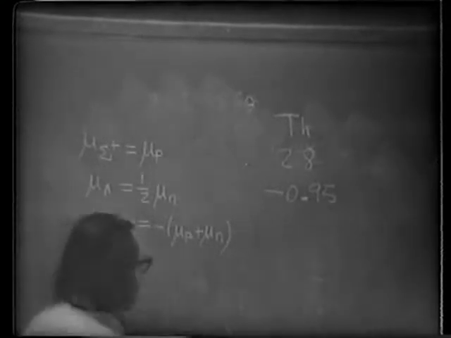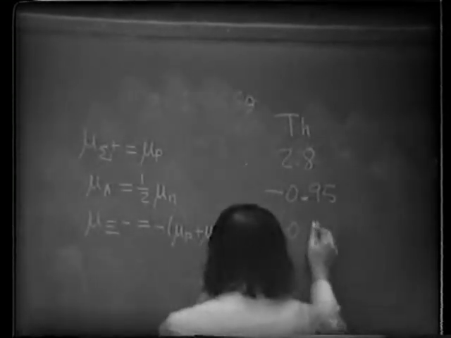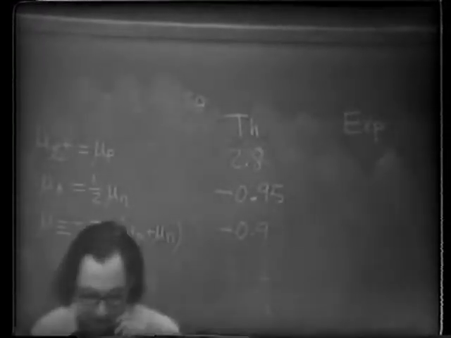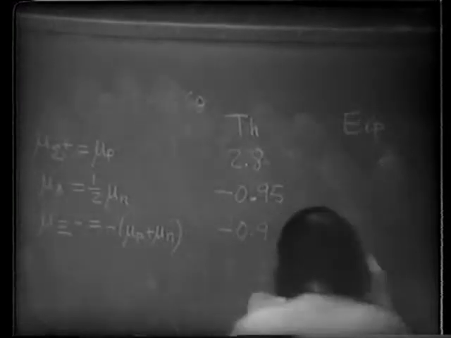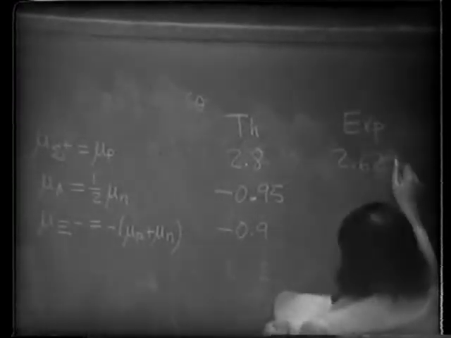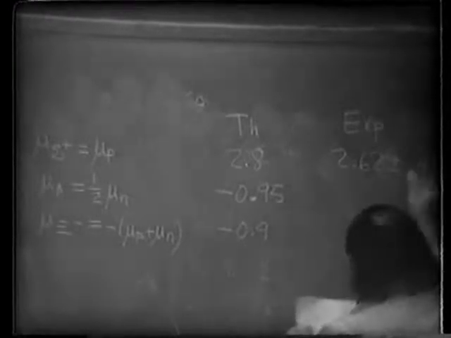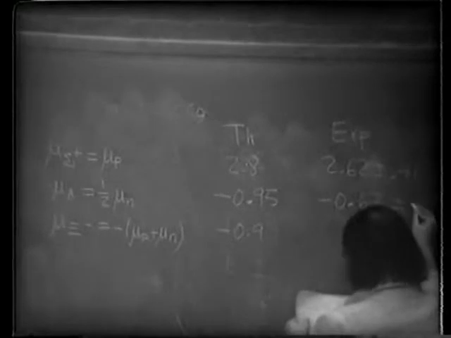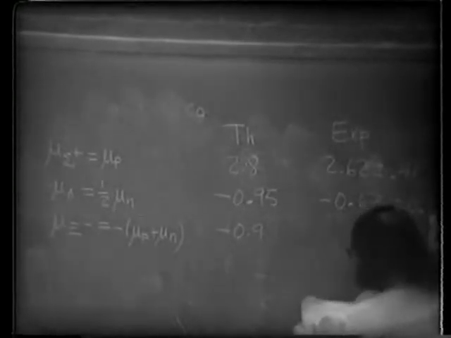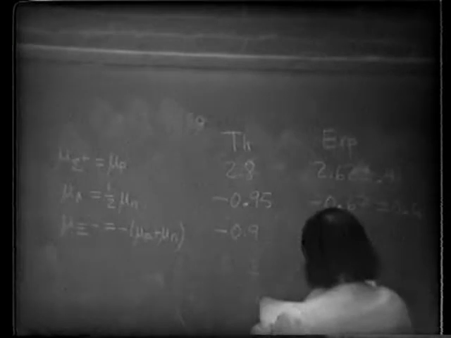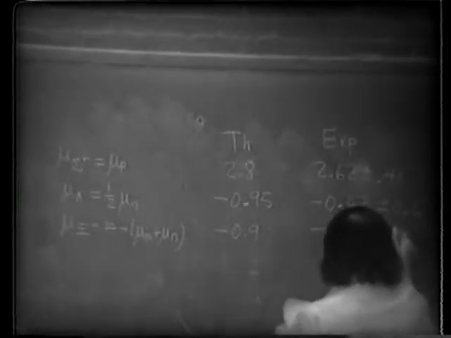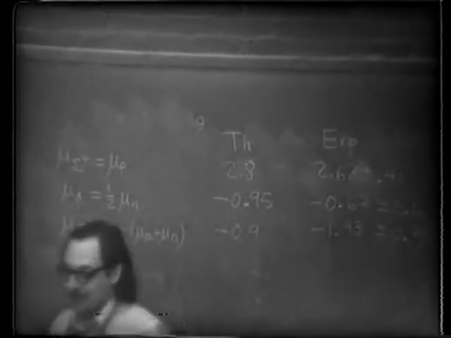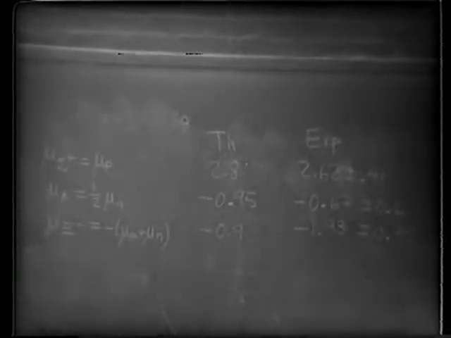And the sum of the two is minus 0.9. Experiment, from Rosenfeld: 2.62 plus or minus 0.41. That's embarrassingly good, but the other one takes care of that. Minus 0.67 plus or minus 0.6. Minus 1.93 with a huge error, 0.75. I have seen these numbers rise and fall like the Dow Jones average in the last decade.